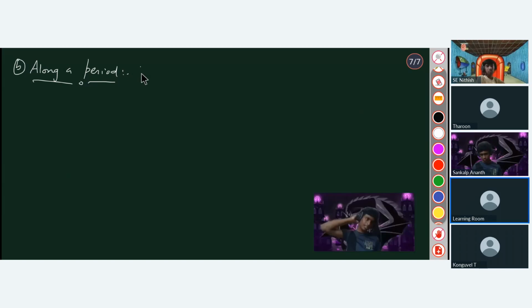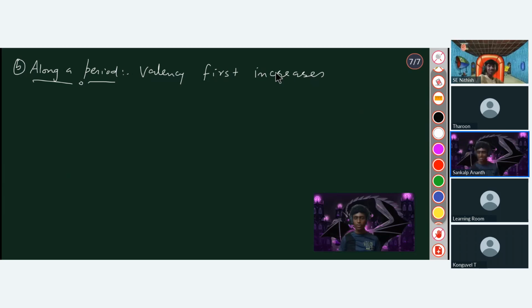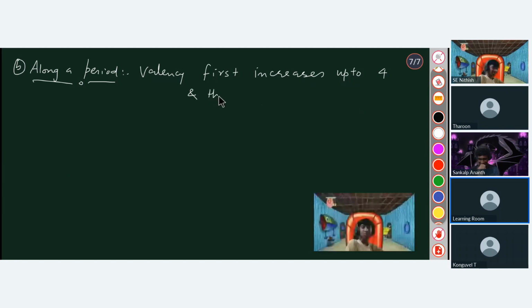Okay. So you will write that valency is first 1, 2, 3, 4, then 3, 2, 1, 0. Valency first increases up to 4 and then decreases up to 0.